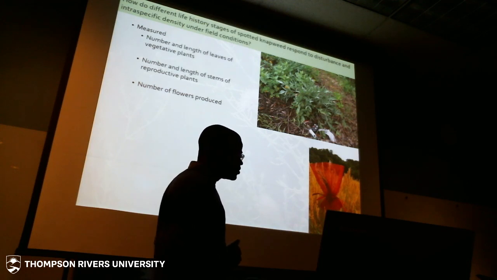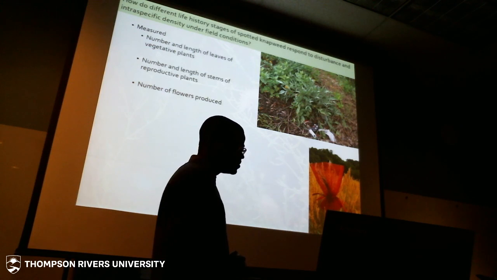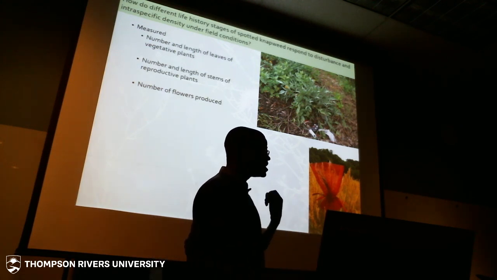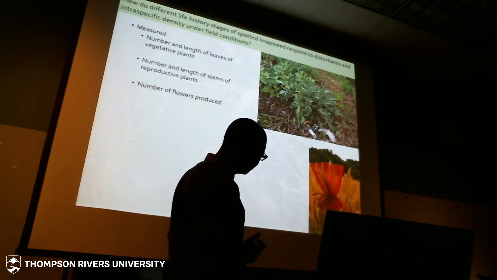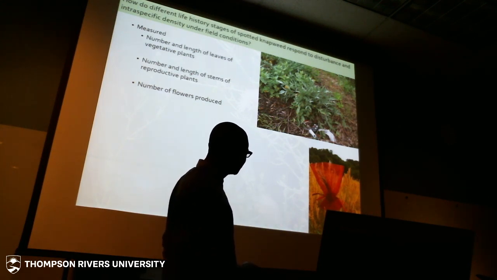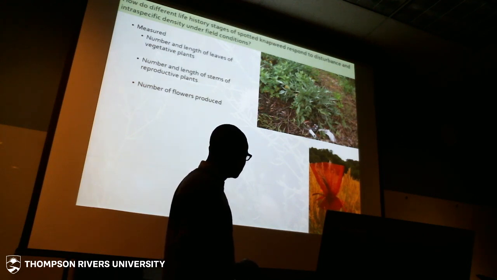And so the traits I measured in the field were mainly morphological traits. So I measured the number and the length of leaves, the number and the length of stems of reproductive plants, the number and the length of leaves of vegetative plants, and then I measured the number of flowers produced. And again, out of an abundance of caution for invasive plants in the field, I covered all the plants with these jewelry bags so that even though they flower, they do not get pollinated, and they wouldn't produce seeds. And so I took that caution.